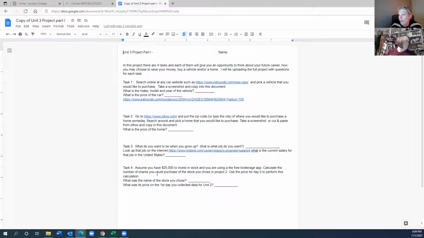And then task 4 for this Sunday is assume I'm giving you $25,000 to invest in some kind of stock, and you're not paying any brokerage fees. I just need to know what stock you choose, and then the price of the stock on the first day, whenever you make this in the next week. You can use the stock from Unit 2 if you want, or you can choose a new stock. So this is just all the data gathering.